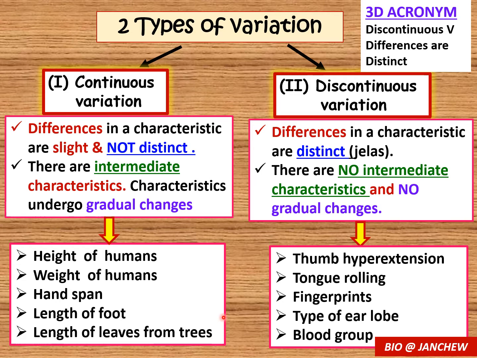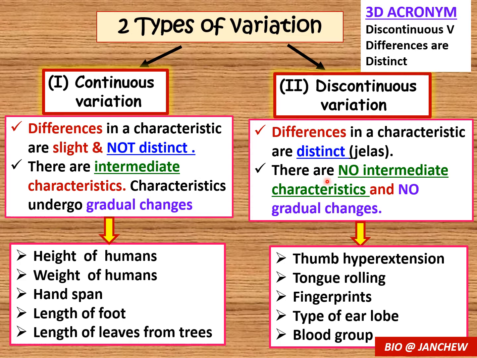Now, if you notice, all these characteristics can somehow be measured, so they are quantitative. That is one way to find out if it is continuous variation. Usually, for continuous variation, the characteristics can be measured. Now, for discontinuous variation, the differences in a characteristic are distinct, or clear. So it's very clear cut. You can see the difference.